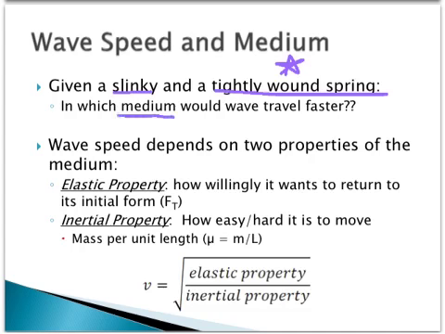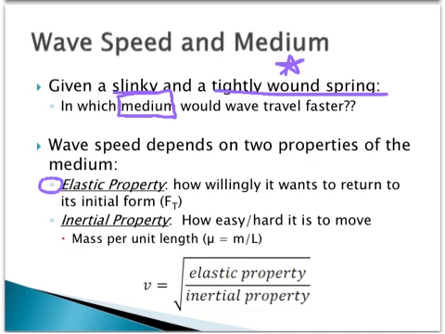So, as it's traveling through the medium, what does it depend on? Well, the speed really depends on the medium itself, and that really is the only property that determines the speed of the wave. So there are certain properties of the medium that really affect it. The first one is the elastic property of the medium.